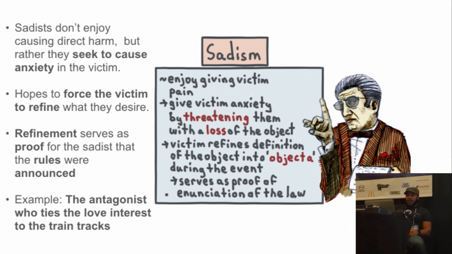All right. So sadism. The common notion is that a sadist enjoys giving people pain. Lacanians don't believe that they enjoy giving people pain. But their strategy is to seek to cause anxiety in the victim. All right? They hope to force the victim to refine what they desire, and the refinement serves as proof for the sadist that the rules were announced. The classic example of a sadist is the antagonist in the film that ties the love interest to the train tracks.